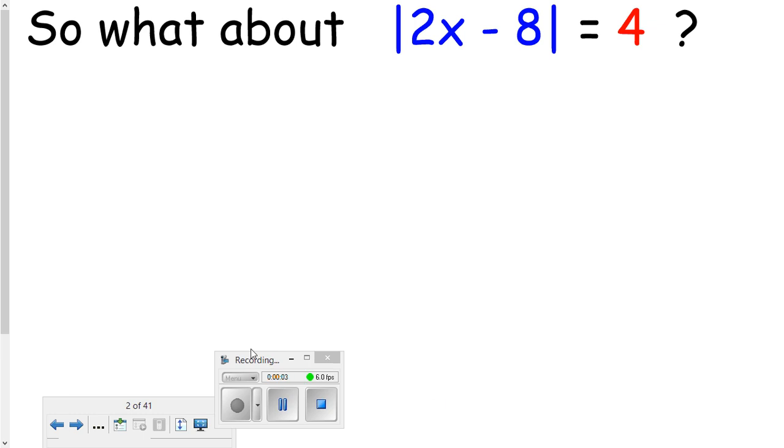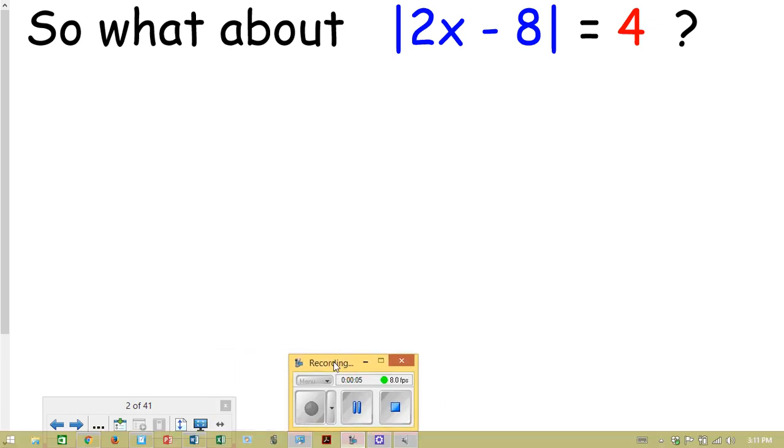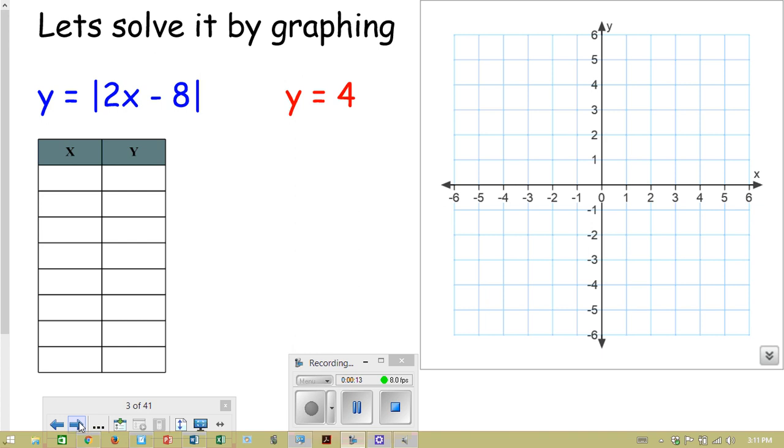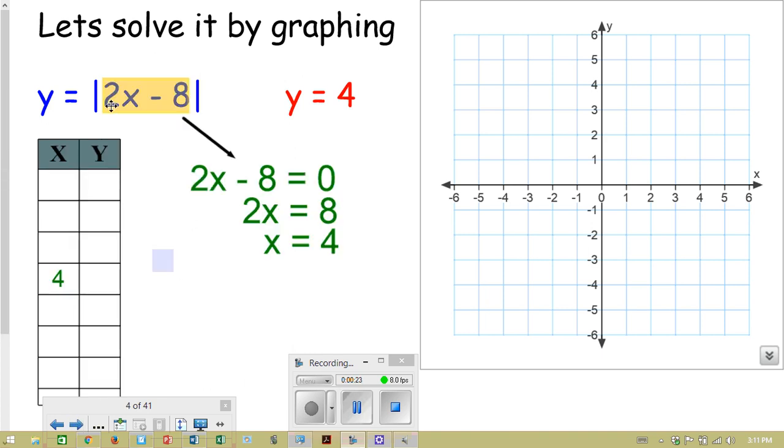We're going to go ahead and look at solving absolute value equations. Well, to solve an absolute value equation, we're going to look at the graphical point of view first. So let's go ahead and look at graphing the absolute value side, and then we'll graph the other side, which was 4.